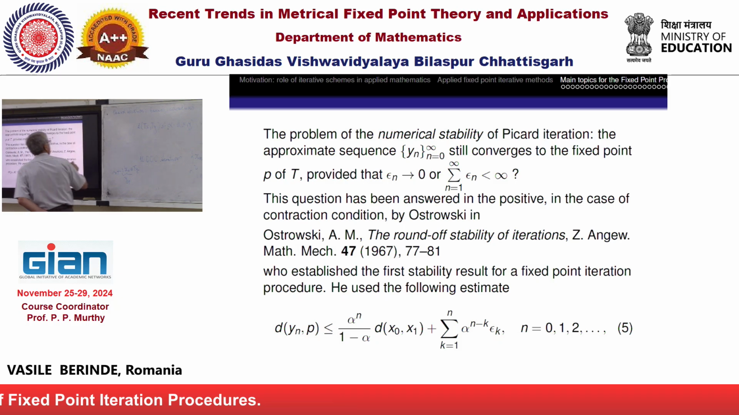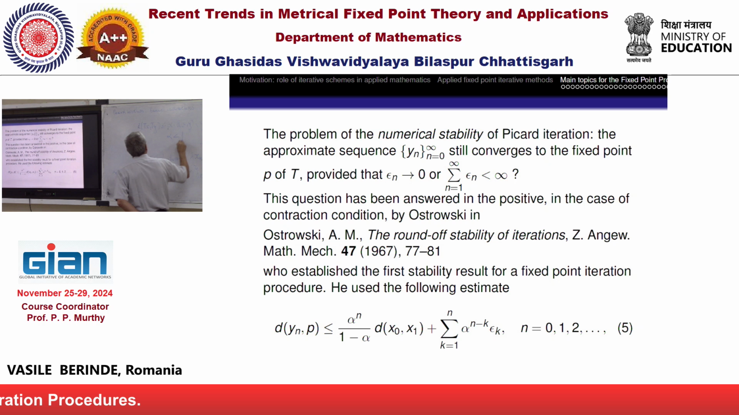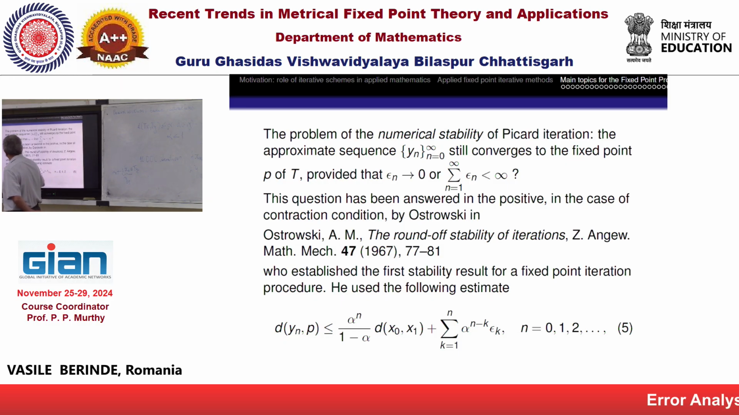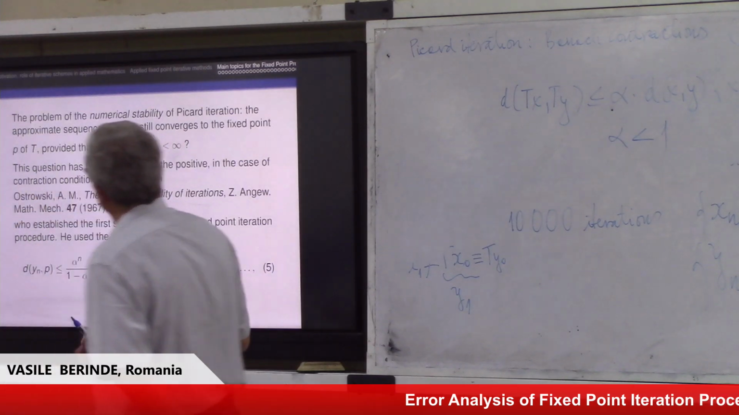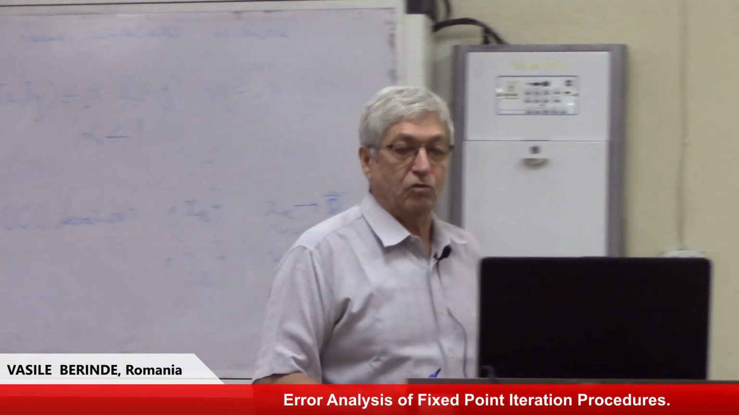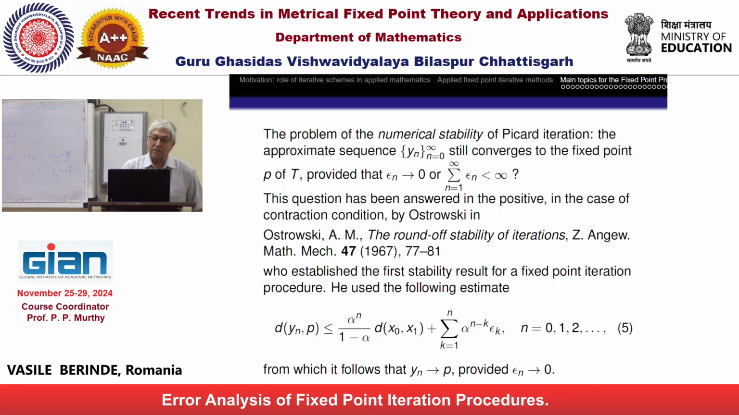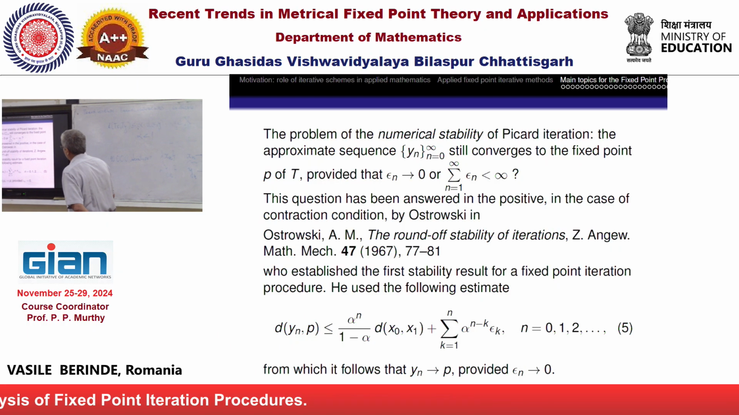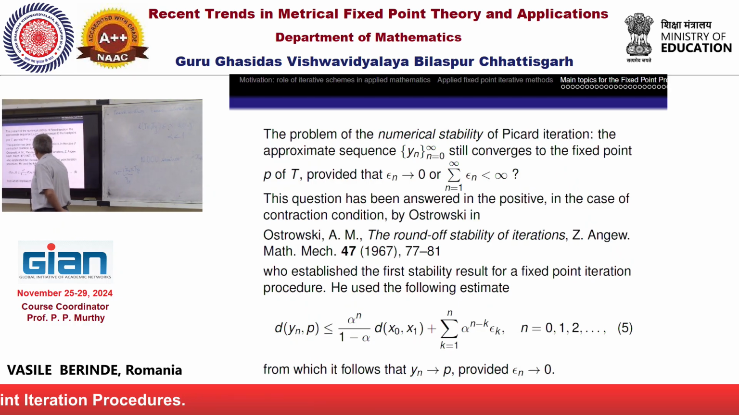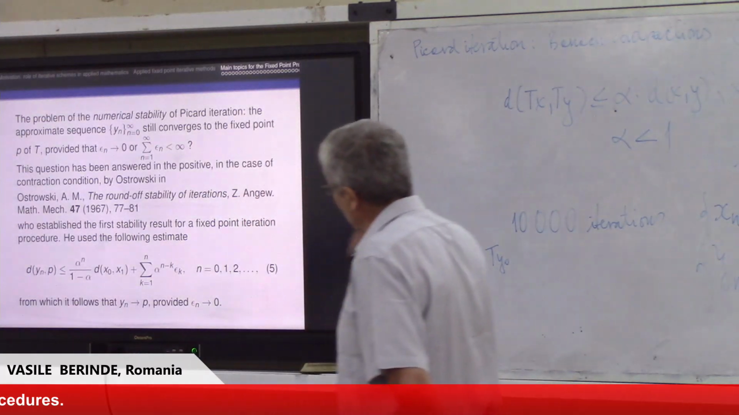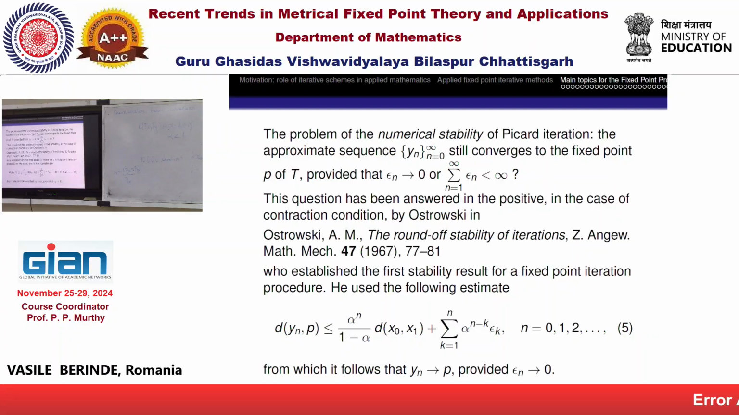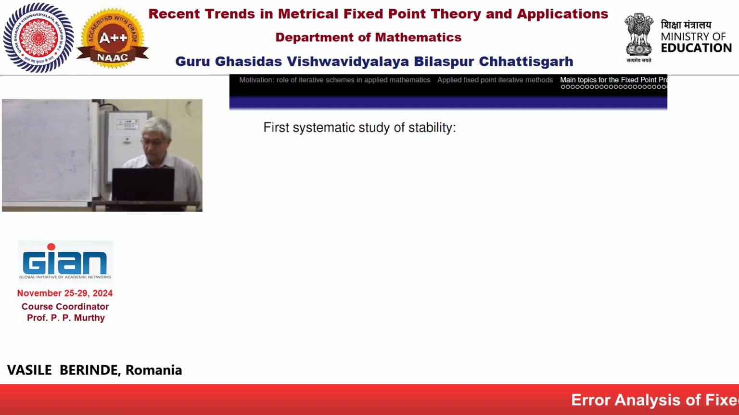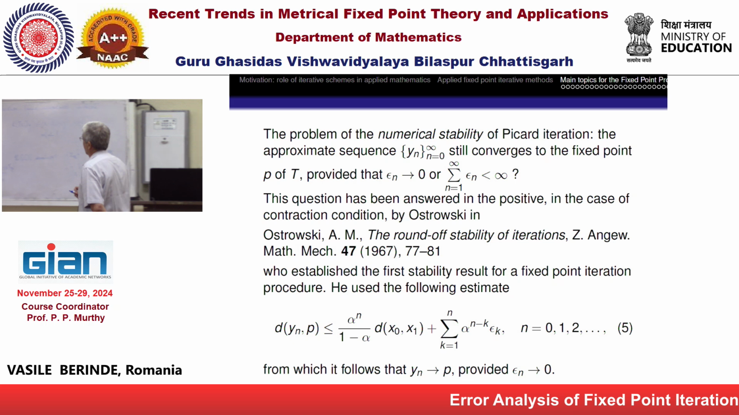Because alpha is less than 1, alpha n is tending to 0. So in conclusion, d of yn p tends to 0 when n tends to infinity, and our iterative scheme is satisfying this property provided only xn tends to 0. This is the concept of stability. Now we call it Ostrovsky stability.